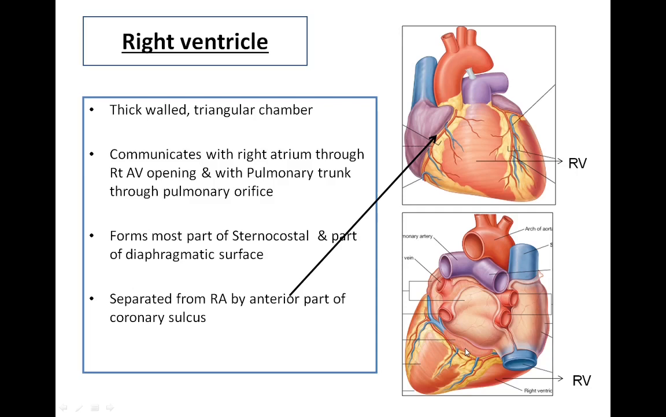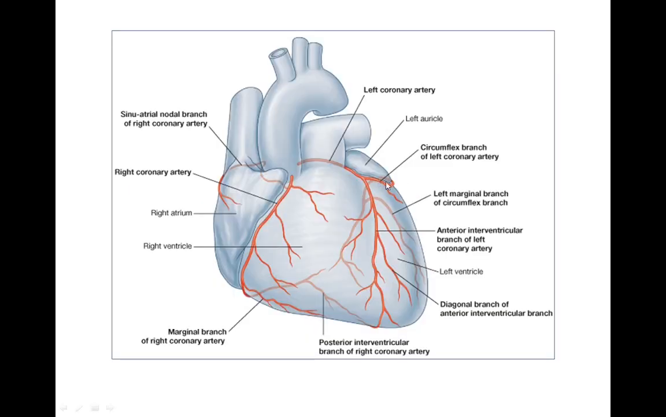Clear? Then it traverses the posterior part of the coronary sulcus, where it anastomoses with the terminal branch of the right coronary artery. Here, this is the anastomosis. So this is our circumflex branch of the left coronary artery, and this is our anterior interventricular artery. It finally ends by anastomosing with the terminal branch of the right coronary artery.